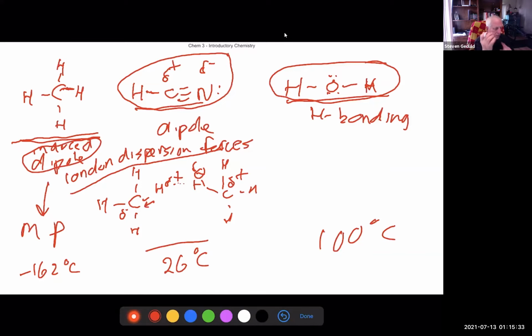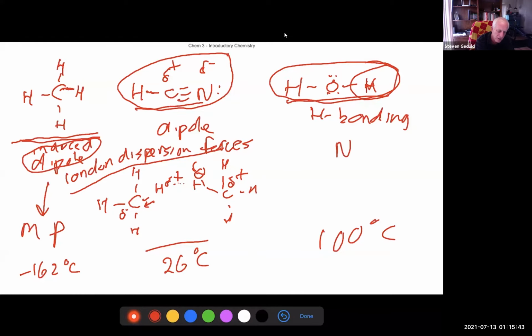So you have to worry about polar bonds, non-polar bonds, and hydrogen bonding. Remember, hydrogen bonding only occurs with hydrogen, and only when hydrogen is bonded to nitrogen, oxygen, or fluorine. In any of those three cases, you will have hydrogen bonding.